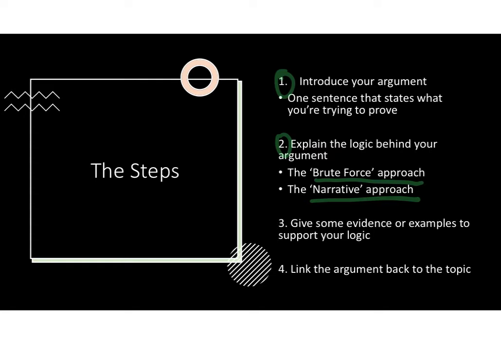The third thing you need to do is give some evidence or examples to support your logic. You've just spent all this time providing your audience and the opposition with a series of ideas. Well, what do your ideas look like in practice? Do you have a hypothetical? Do you have a real world example that you could use to illustrate that logic, to make it really clear? And the fourth thing you need to do is link the argument you've made back to the topic. This is where you need to tell me, why should we care? Why should your audience care about what you've said, and how does it relate to the topic as a whole?